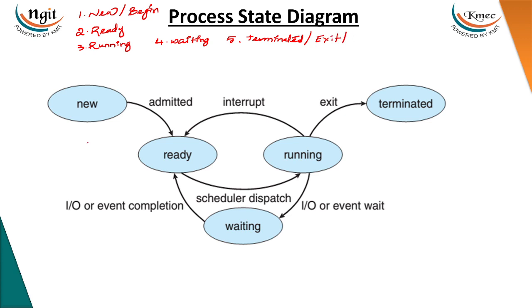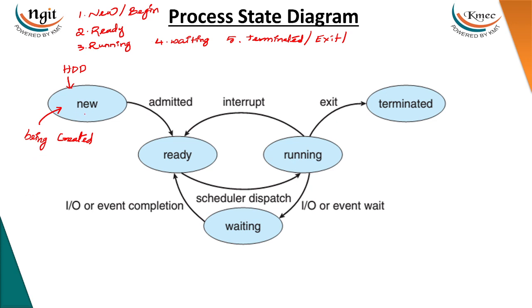So let's see what the new state is. The definition of the new state says that it is a process about to be created, or a process being created. What does that mean? A file that is stored in the hard disk is a passive entity.